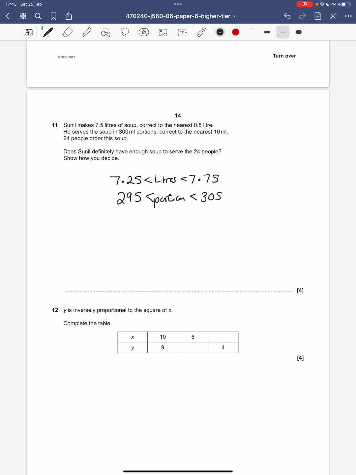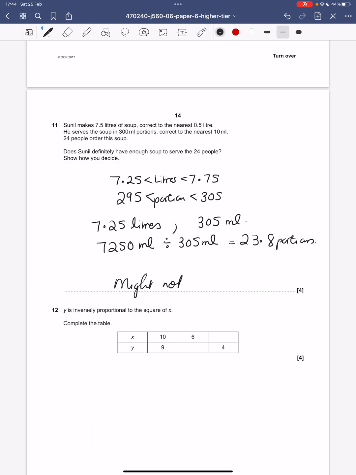So he might have, he might not. It depends how accurate his measurements have been. So worst case scenario, he's got 7.25 litres and he's given everybody 305 millilitres. So that is 7,250 millilitres divided by 305 millilitres. Oh, so that's going to be 23.8 portions. So he might not have enough. And it's only a might, because the rounding off means it could go either way.